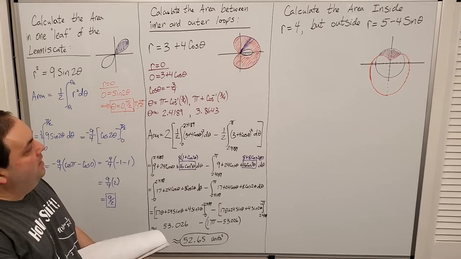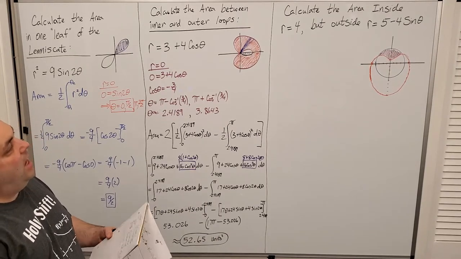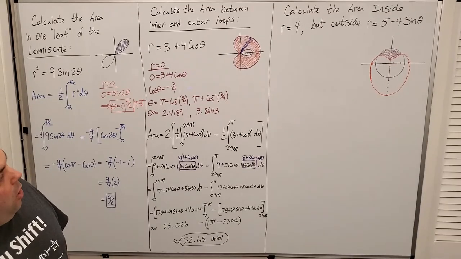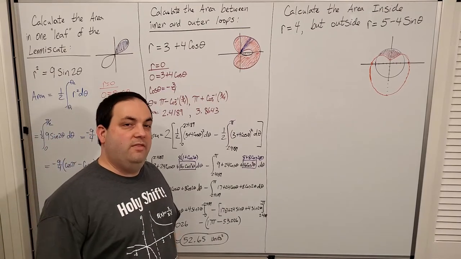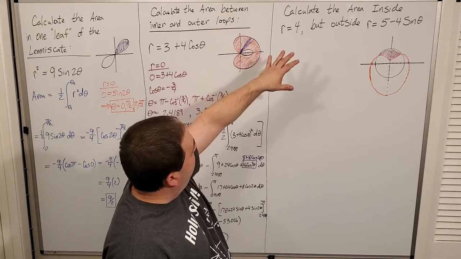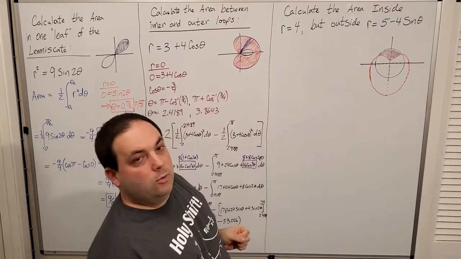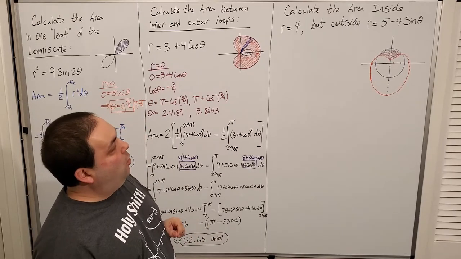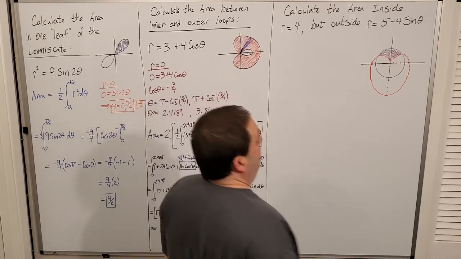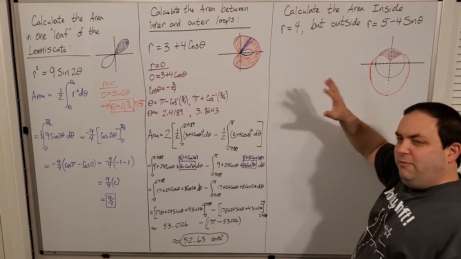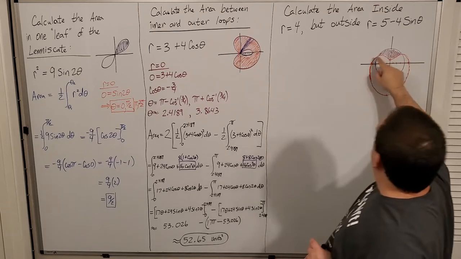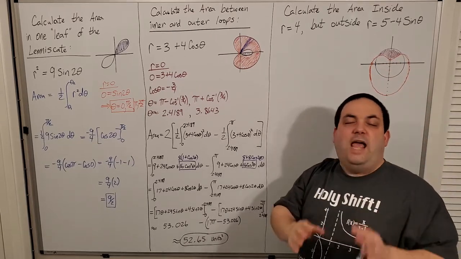Okay, so next, calculate the area inside of r equals 4, but outside of r equals 5 minus 4 sine theta. Okay, so I've got another limaçon there, but mixed with a circle. r equals 4 is a circle centered at the origin with a radius of 4. It's just 4 in all directions. And I drew these out just to save us some time. But don't forget, especially when you have shapes that are intersecting each other, you want to draw these out.